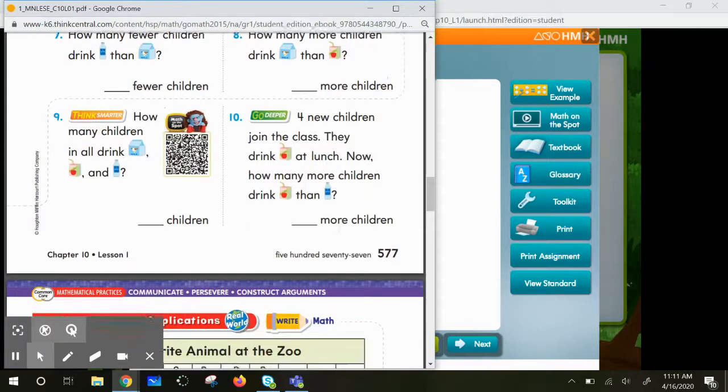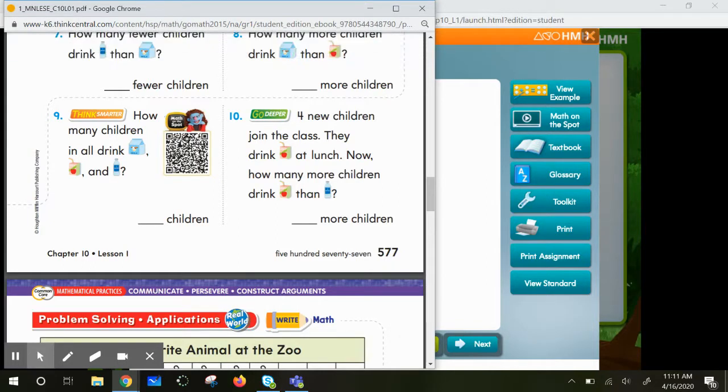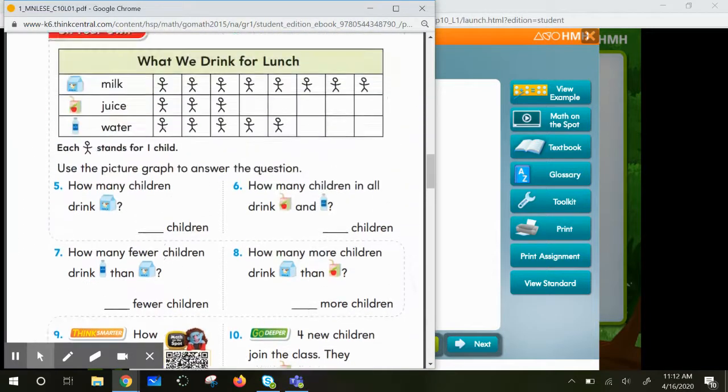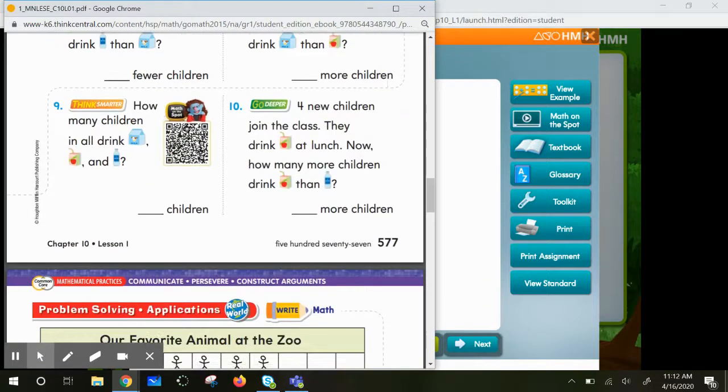All right. How many children in all drink milk, juice, and water? In all means everything. You're adding it together. Use your picture again to solve how many all had a drink at lunch.